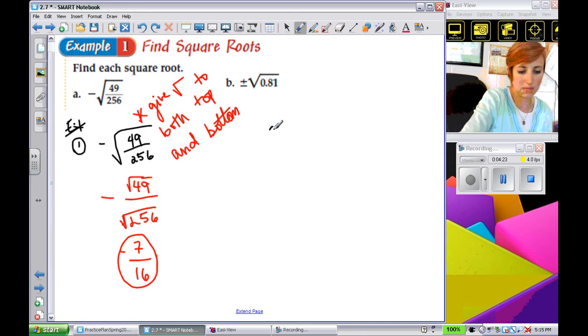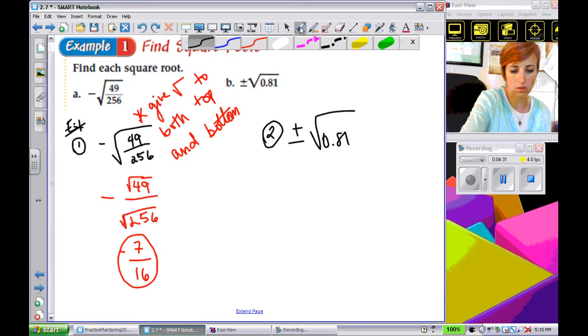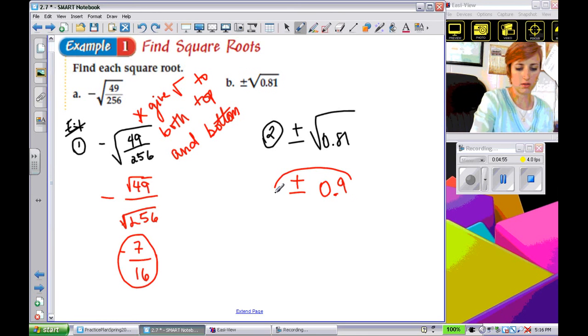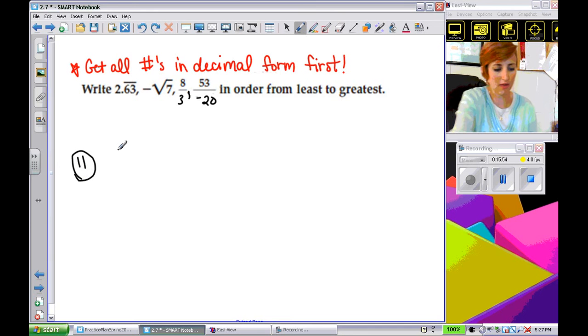Our second example, we have a plus or a minus square root of 0.81. So once again, we're just going to drop down our sign, plus or minus. And what that means is that the answer could be positive or negative. And then the square root of 0.81 is 0.9. Because if I ignore this first part and just say, what's the square root of 81? 9, and then just put my 0 and my decimal, that's another way to do it. So there's our example.